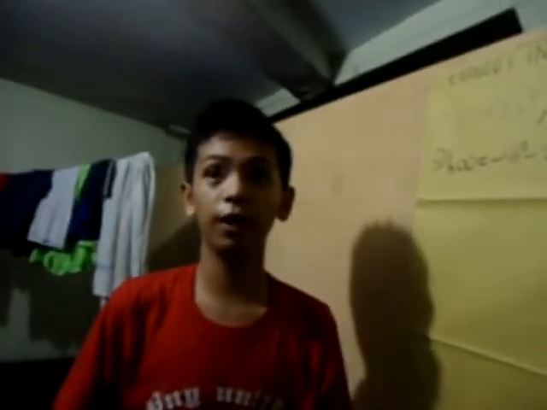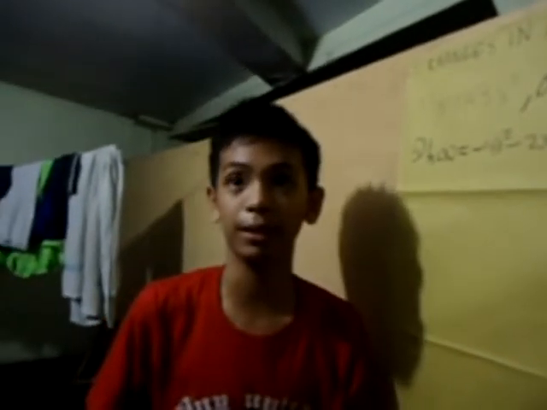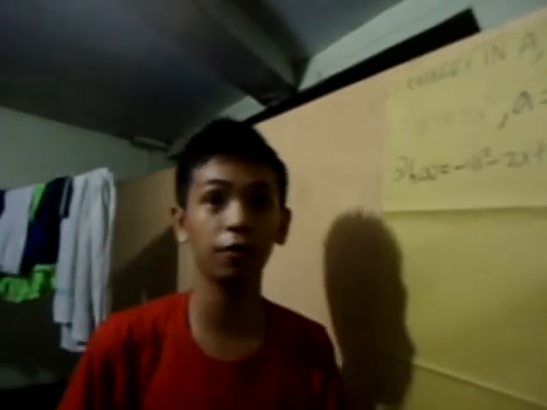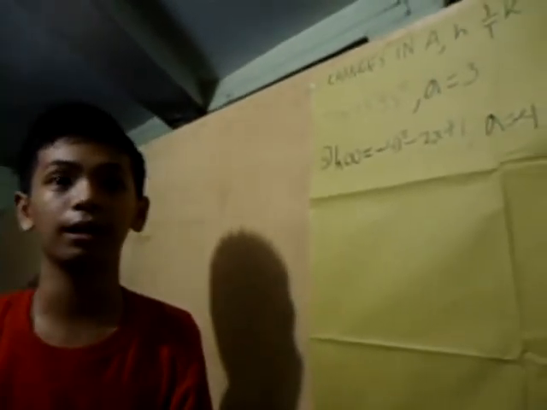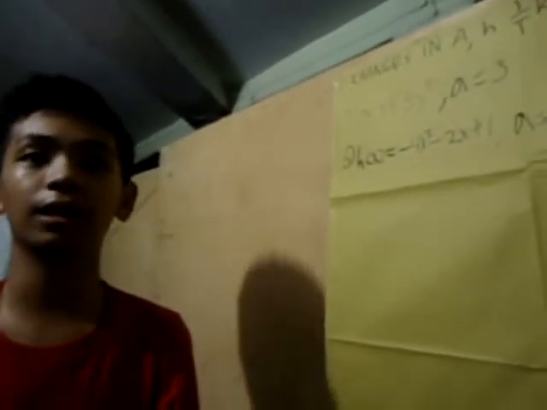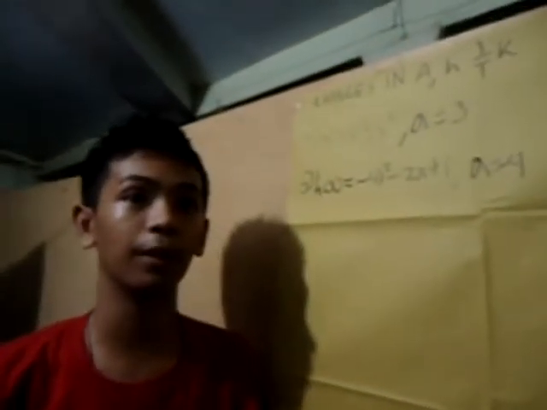The next topic is changes in a, h, and k. It is interesting to note that the value of a in the quadratic function f of x equals ax squared plus bx plus c plays an important role in the opening of the parabola. Example, g of x equals 3x squared. a equals 3. Since a equals 3 is greater than 0, the parabola opens upward, and since the absolute value of a, 3, is greater than 1, its graph is narrower than the graph of f of x equals x squared.